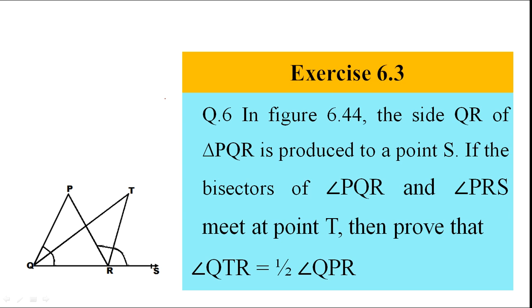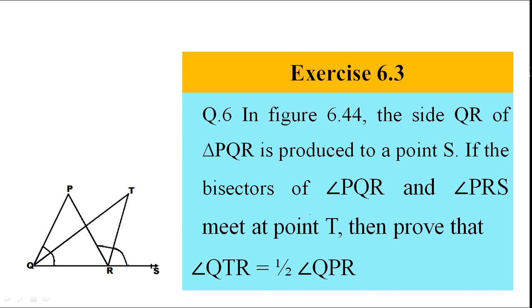This question number 6. In figure 6.44, the side QR, where is QR? You can see of triangle PQR is produced to a point S. If the bisector of angle PQR and PRS meet at point T, then prove that angle QTR is equal to half QPR. Okay. First thing must be kept in the mind that this QT is bisector. So this is X, this is X. If this is Y, this is also Y. That is X and this is X.